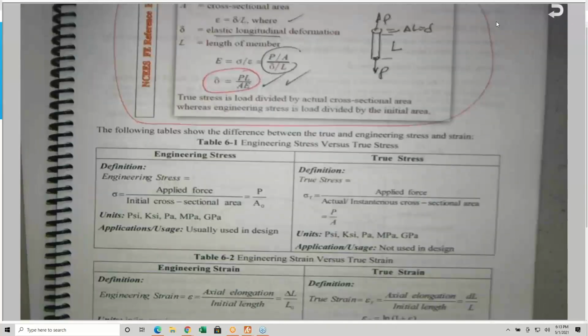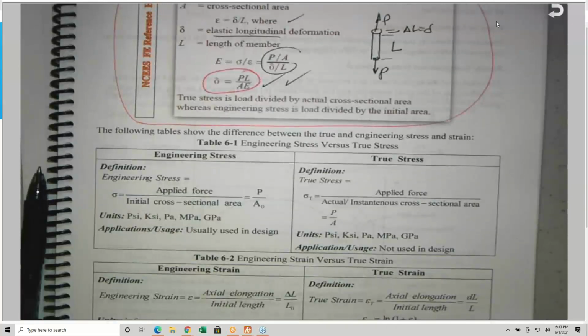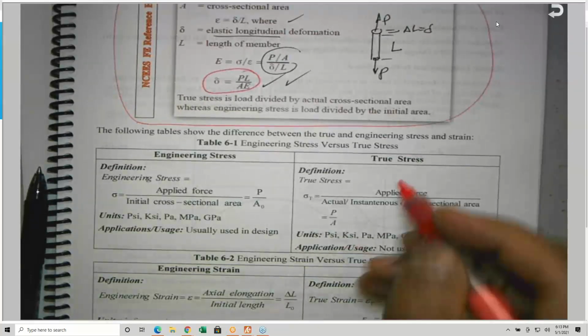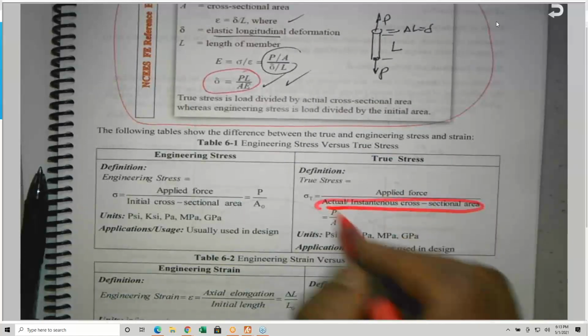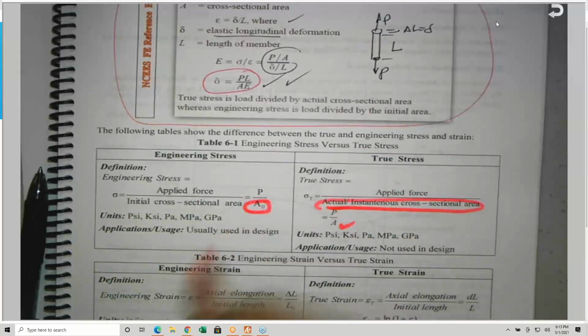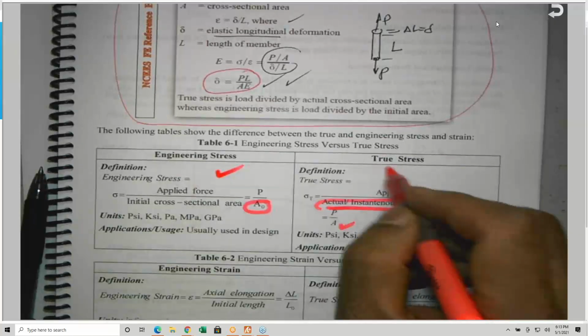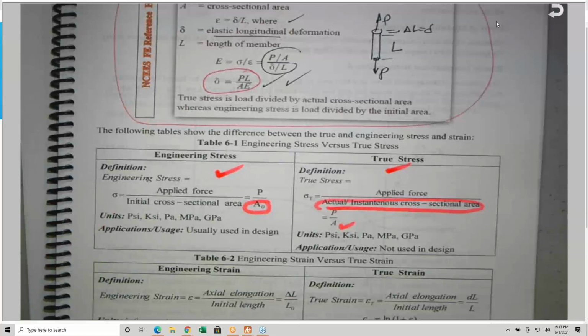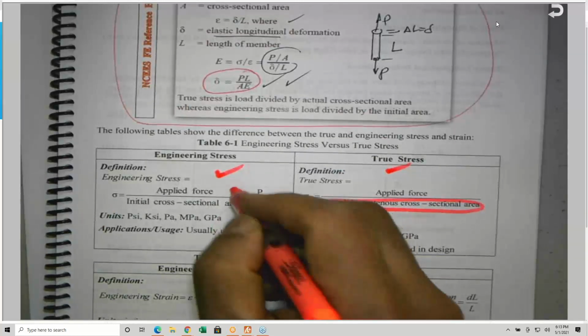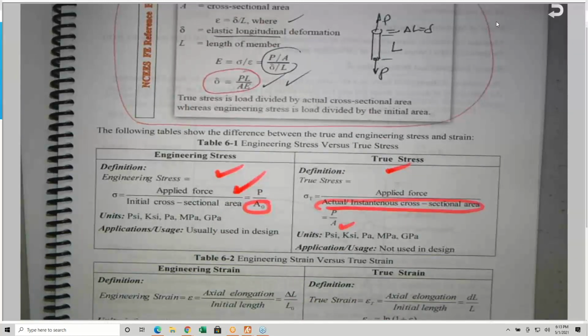This is what I was talking about, the definitions, or the difference between the true and the engineering. The true stress is talking about the actual or the instantaneous cross-sectional area. The engineering is dealing with the original. So I need you to know the definition, just in case they ask you the difference between these two types of definition. The engineering one is the one we are using, by the way.